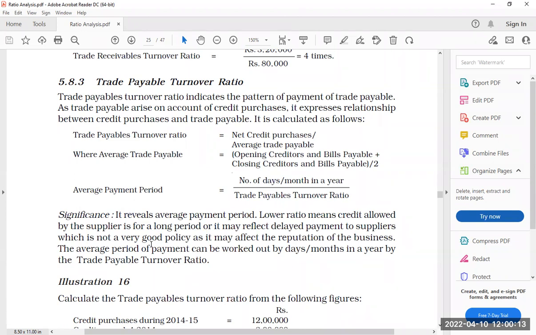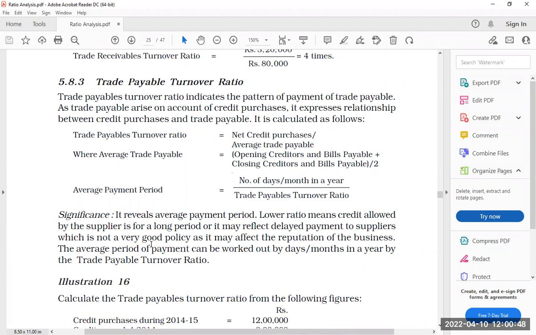Payment period: average payment period is equal to number of days in a year divided by trade payables turnover ratio, number of times. If you take 12 months by this ratio, it will give you the answer in months. If you take 365 by this ratio, it will give the answer in number of days. Lesser the number of days is good, that you are paying within the time. But from our point of view, higher the average payment period, better the efficiency of the company.